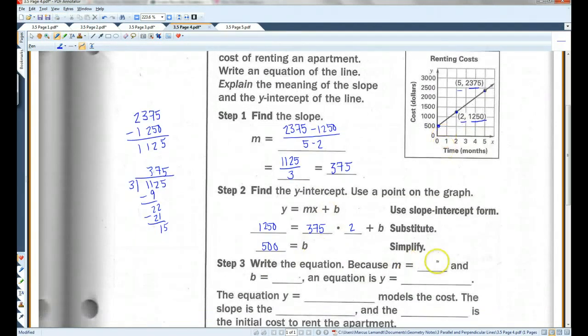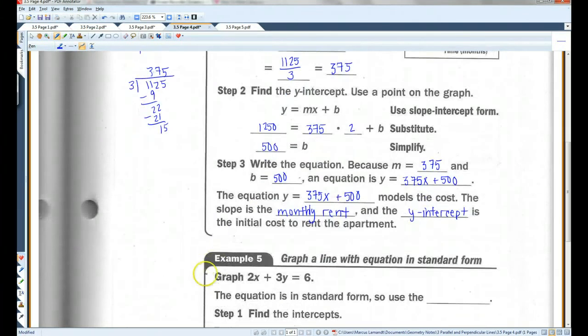Now let's write an equation. M is 375, and b is 500. So y equals mx plus b. The equation y equals 375x plus 500 models the cost. The slope is 375. We already know it's 375. The slope, 375, represents the monthly rent. And the y-intercept is the initial cost to rent the apartment. Okay?